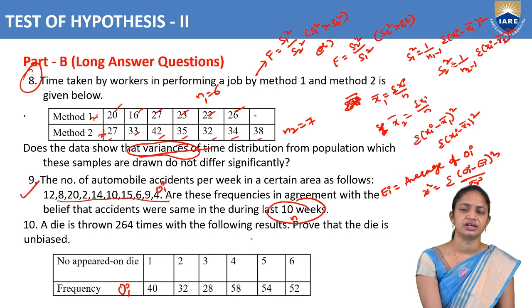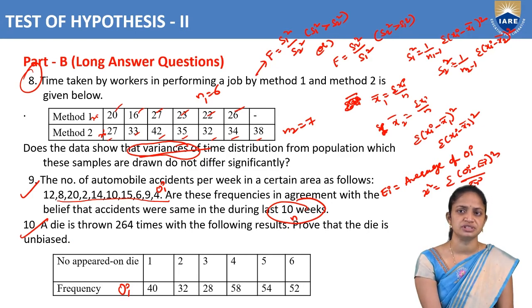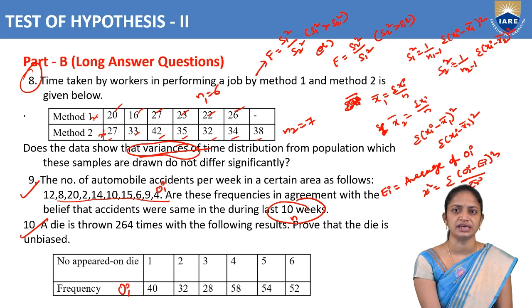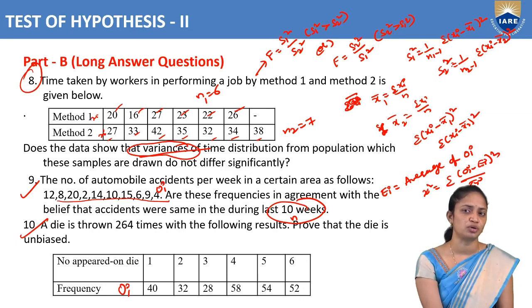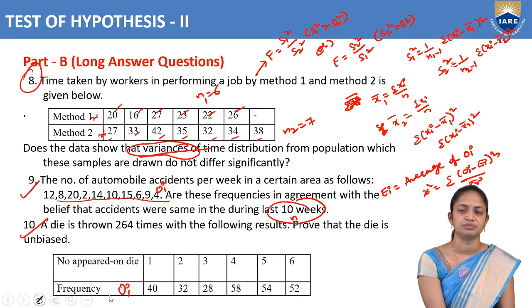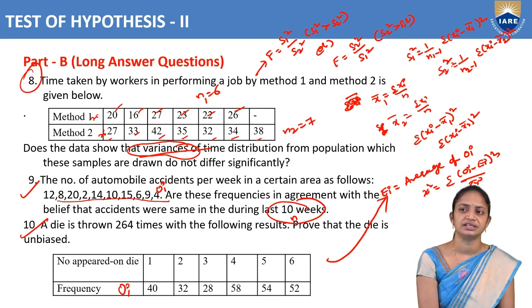The procedure is the same for every chi-square problem. Coming to the 10th question: a die is thrown 264 times with the following results. Prove that the die is unbiased. In this case, we use the chi-square distribution with the second method; the options are fitting a binomial distribution, a Poisson distribution, or using the average of observed frequencies. Here I am using the average of observed frequencies. So we use the same procedure: EI equal to the average of observed frequencies, and chi-square equal to summation of (y minus EI) whole square by EI.